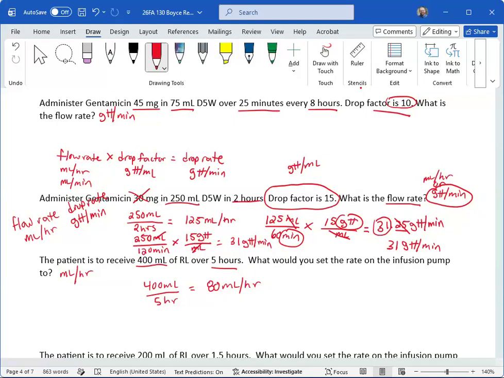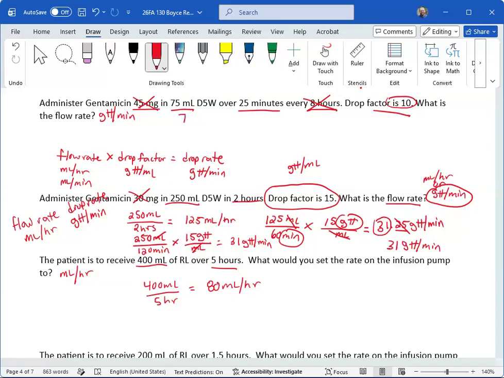So let me explain how I would read this. The "over 25 minutes every 8 hours" just means that you're going to repeat the 25-minute infusion every 8 hours. So three times a day, you're going to do this 25-minute infusion. So when you're calculating your flow rate, you don't care about the 8 hours, just like you don't care about the 45 milligrams. Now we have something we can work with that's not so overwhelming as far as the actual quantity of information.